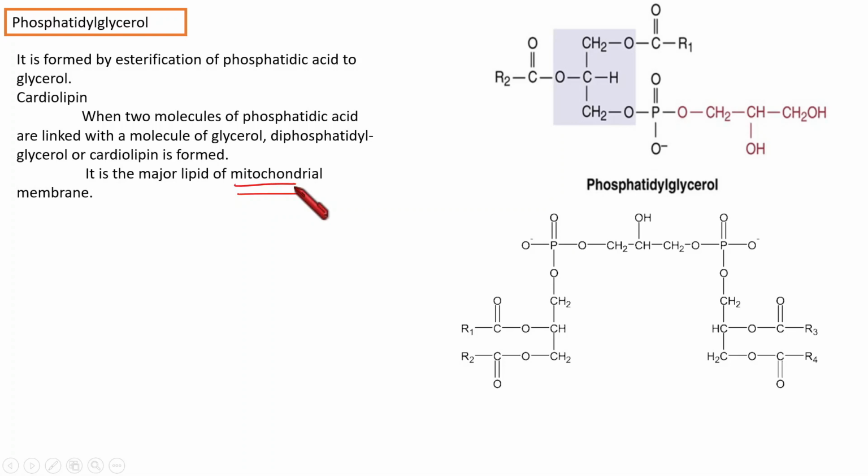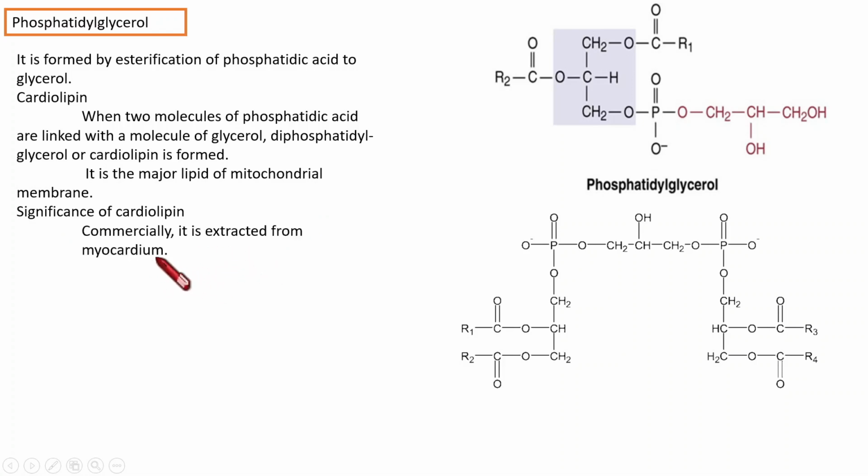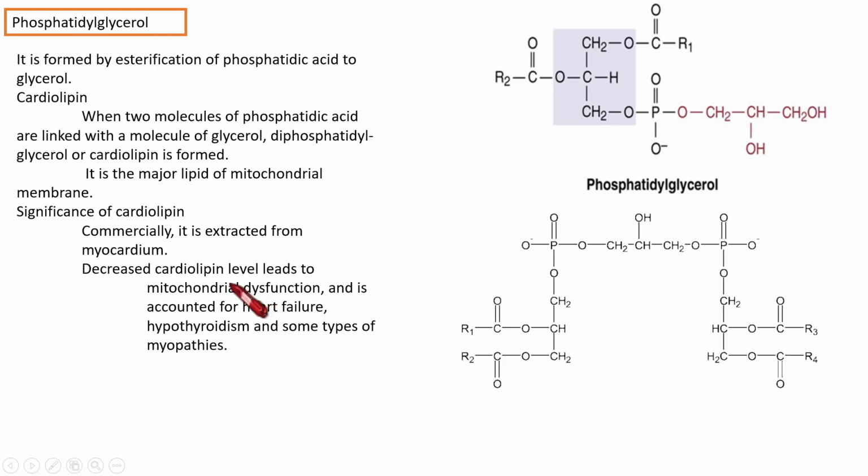So it's very important. We know that mitochondria is the ultimate organelle to release energy and it should be perfect. Okay, and that's the significance of cardiolipid. Commercially, we can extract it from myocardium. A decreased level of cardiolipin will lead to mitochondrial dysfunction. Mitochondria doesn't function properly. It may result in heart failure.